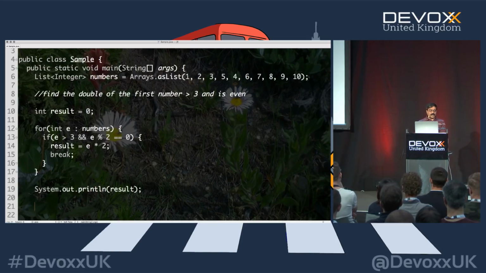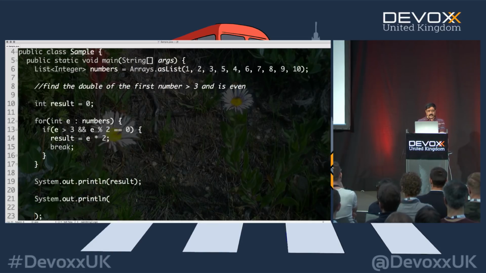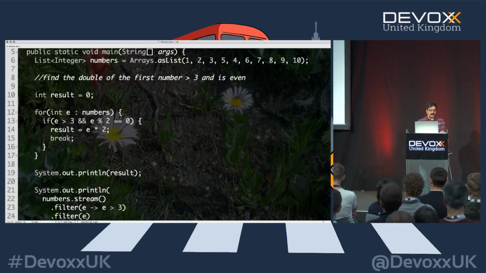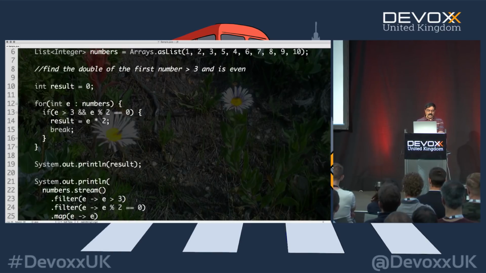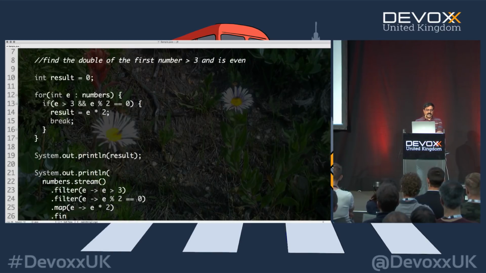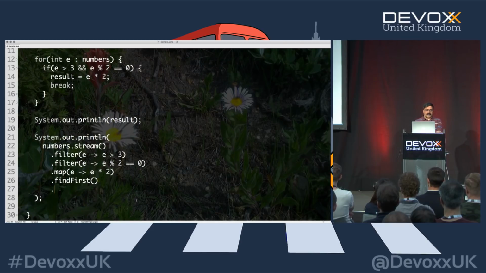Let's write this code in the functional style. How do we do this? I'm going to say numbers.stream right here. But in this case, I'm going to say .filter, given an element greater than 3, and then I say filter given an element mod 2 is equal to 0. Then I say map given an element times 2. Then I say findFirst. And I ask for the very first element in the collection.